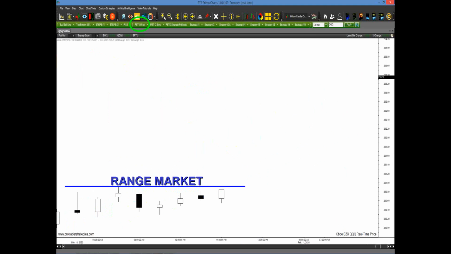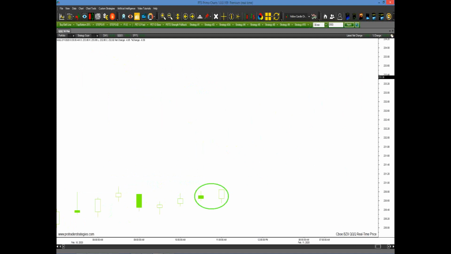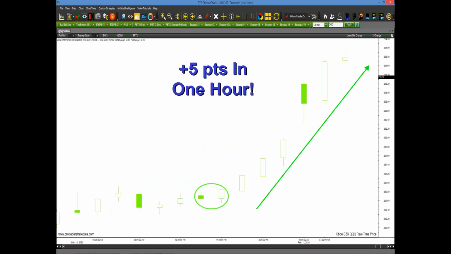If you apply the PET D, you see that we're actually in an uptrend. Where everyone else was saying this is a range market, the PET D is so sensitive, it's telling you that no, you're actually in an uptrend. And so you should be looking for buy setups in the form of a bullish engulfing pattern, which you have right there. As you can see, you would have potentially been able to gain 5 points in just 1 hour using this candlestick combo for intraday trading.